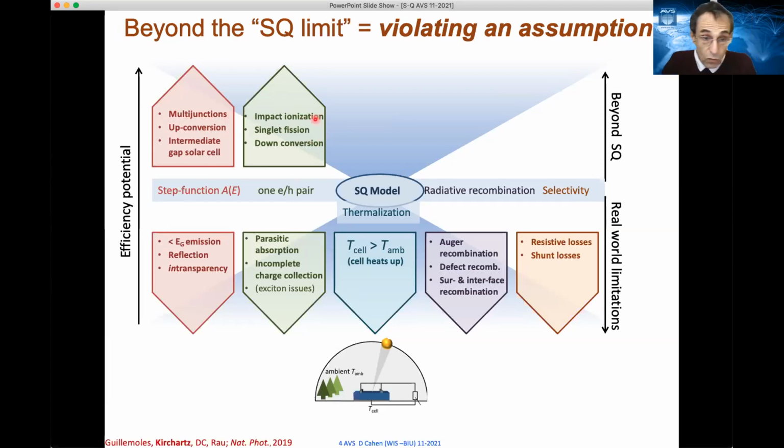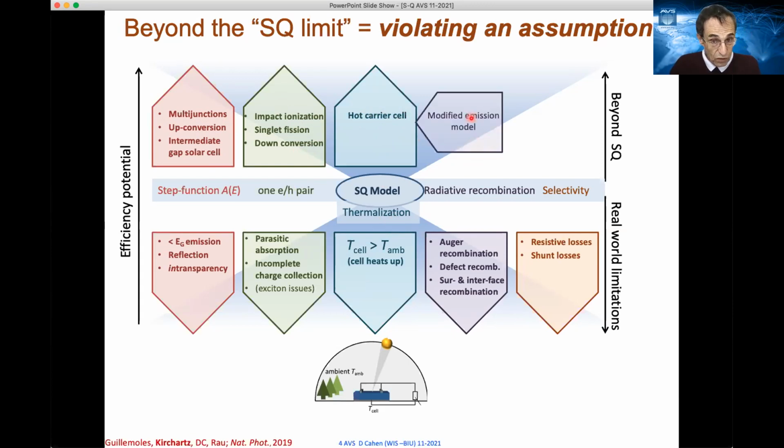Then there is impact ionization, when I get more than one electron-hole pair from one photon. Singlet fission does the same, with down conversion. And here I can go to hot carrier cells, a very popular idea where I try to prevent the thermalization of the photon energy. And I then have to modify my emission model. And I have the challenge to find selective contacts for these cells, which is not so simple.